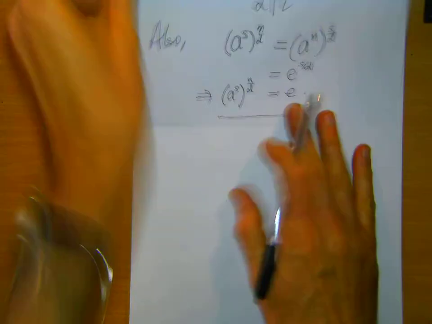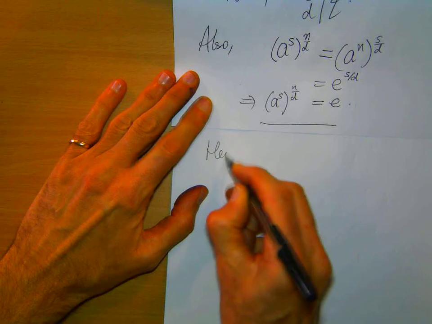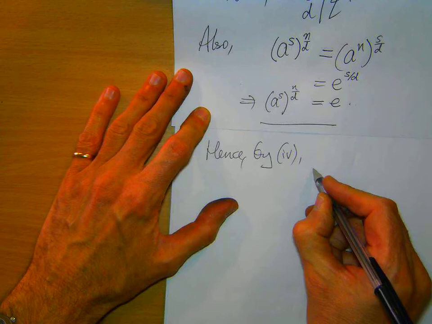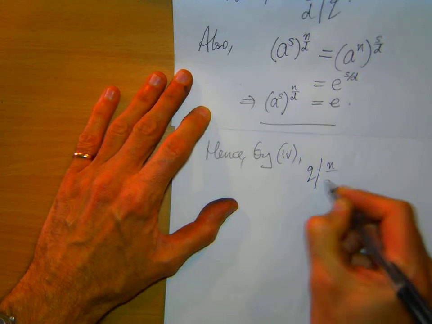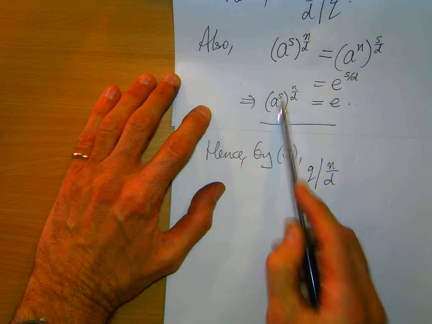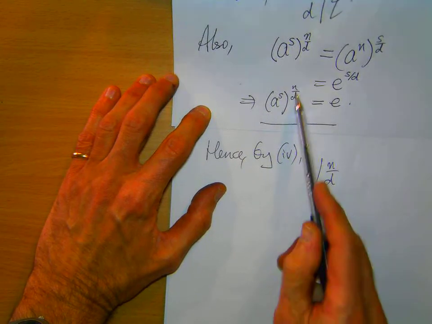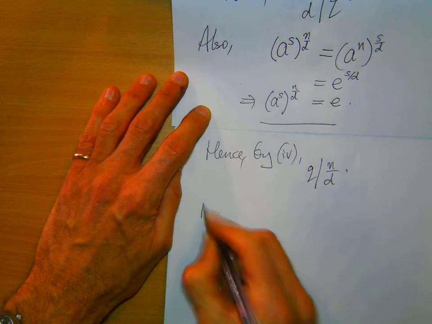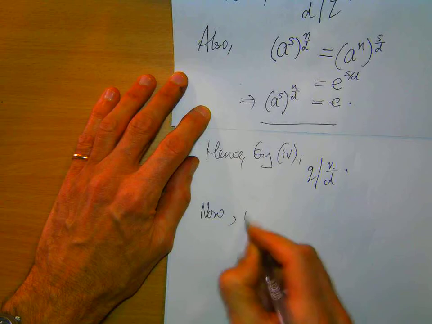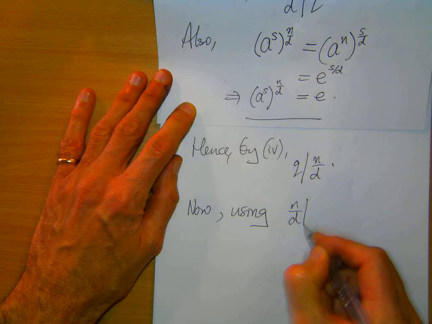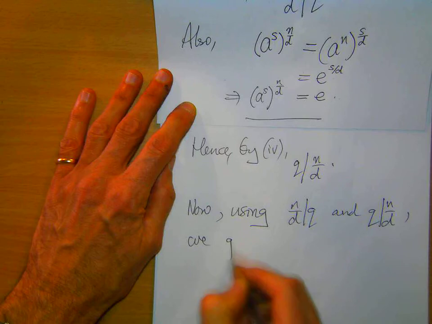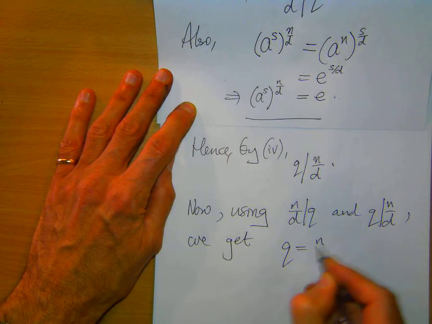So let me say that. Hence, by part 4 again of the result, we've got that q divides n over d, because we've got something of order q raised to a power being the identity, so the power must be a multiple of q by part 4. So now, using both results, which is that n over d divides q and q divides n over d, we get q equals n over d.